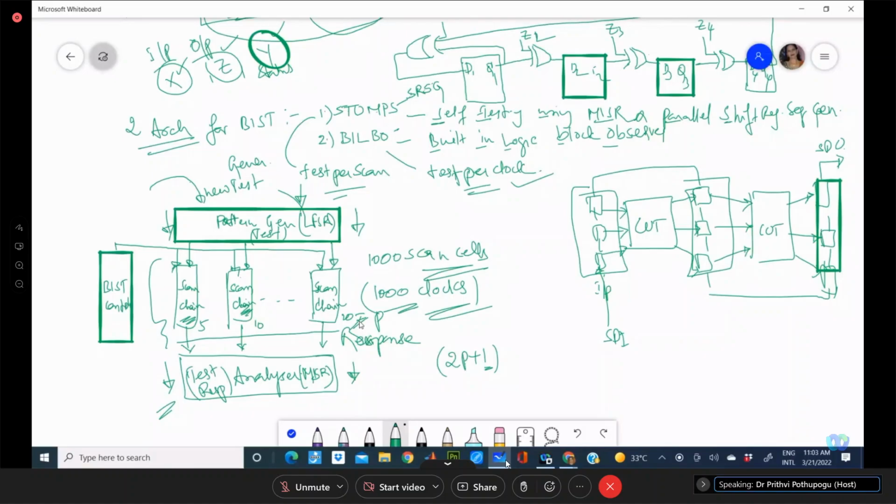So circuitry wise, STUMPS is simple. But the time taken for dumping and testing both needs many clock pulses. So testing is very slow.